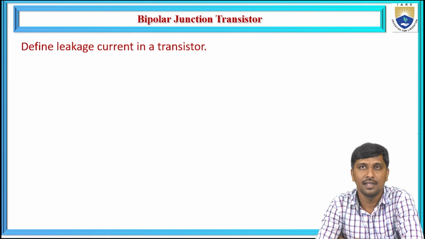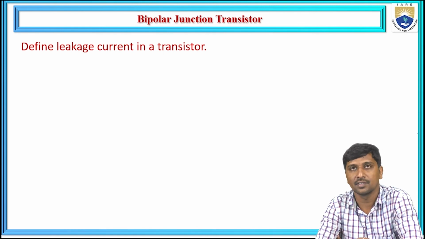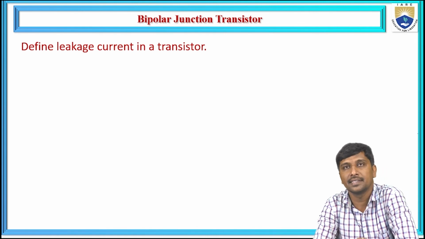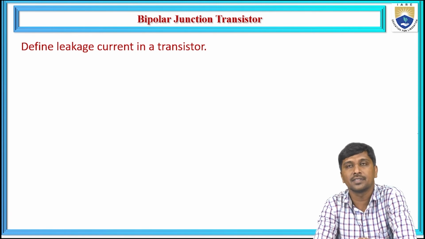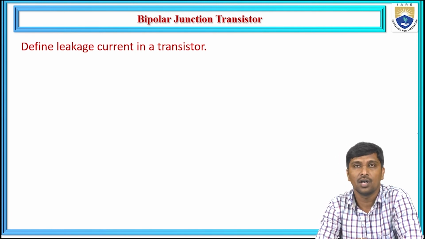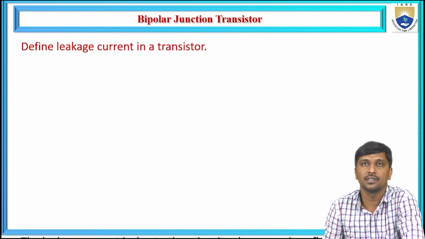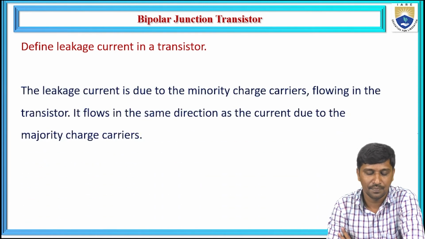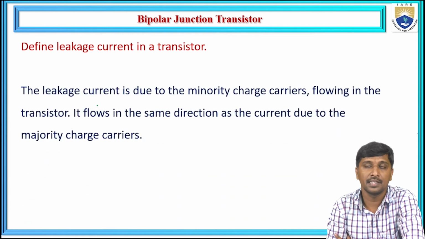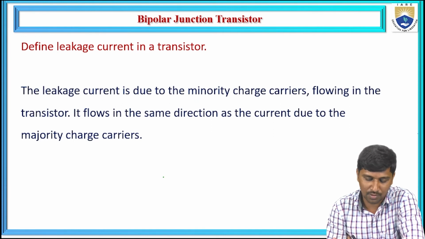Now define leakage current in a transistor. Generally, leakage current occurs when the device is open circuited or in a reverse bias condition. This leakage current is in terms of charge carriers, due to the minority carriers. Let us take a normal PN junction.